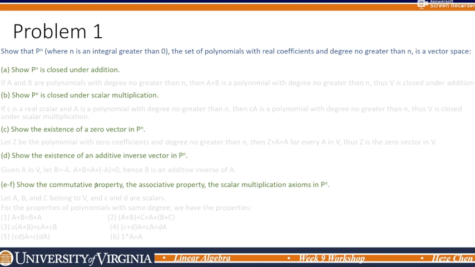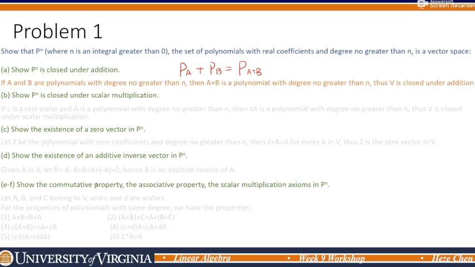So the first step is to show Pn is closed under addition. If we have Pa and Pb, both of them polynomials with degree no greater than n, then Pa plus Pb will be equal to a new polynomial with degree no greater than n. Thus, V is closed under addition.